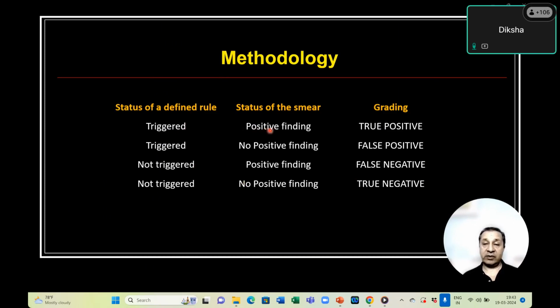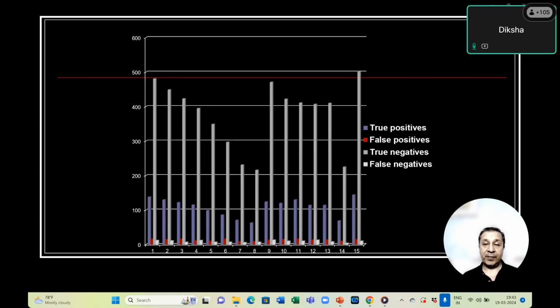If we had a positive finding, that means it was a true positive. If there was a rule which was triggered but there was no finding on the smear, it was a false positive. If no rule was triggered but we found a finding on the smear, that was a false negative. Similarly, not triggered and no positive finding, obviously a true negative. So you were looking at true positives, true negatives, false positives, and false negatives to identify what would give you a reasonable sensitivity. Now, this is the data which we got for true positives and true negatives for our cases.